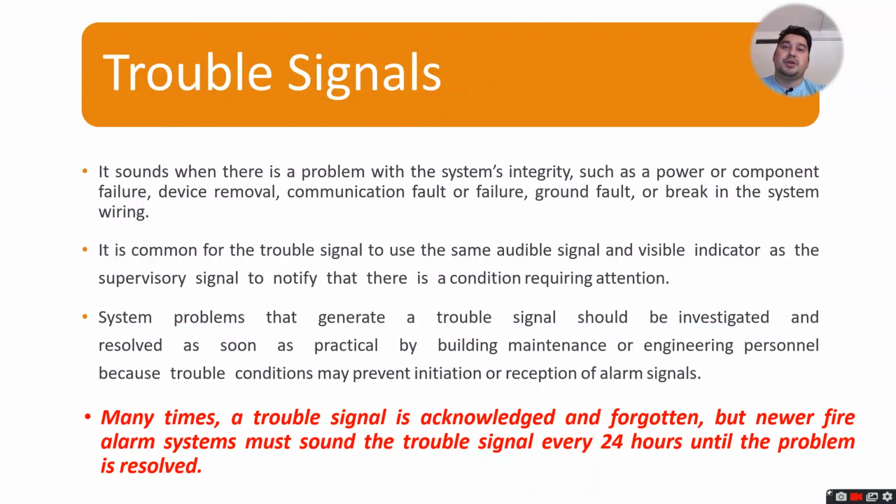System problems that generate a trouble signal should be investigated and resolved as soon as practical by building maintenance or engineering personnel because trouble conditions may prevent initiation or reception of alarm signals. So many times what will happen, a trouble signal is acknowledged and forgotten. The people will acknowledge but they will forget. But newer fire alarm systems must sound the trouble signal every 24 hours until the problem is resolved. That is the advantage with the newer fire alarm systems.